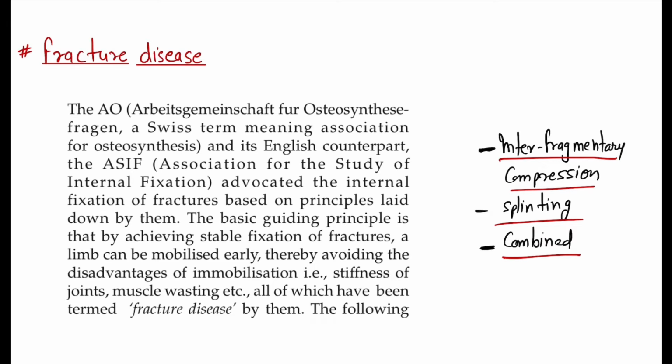These are stiffness of joints, muscle wasting and all, and these things are considered as fracture disease because these are the disadvantage of immobilization of the limb. Okay, and to avoid them we have some principles that we follow, that is interfragmentary compression, then splinting and then combination of the both. Okay, so this is all about fracture disease.